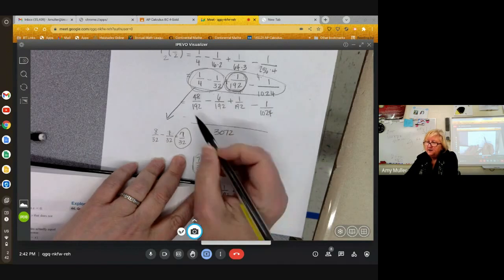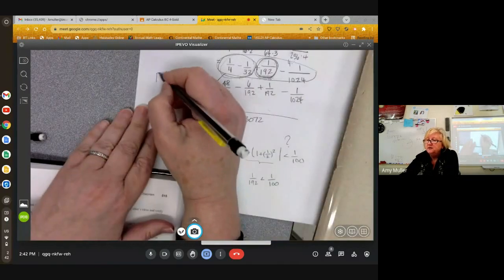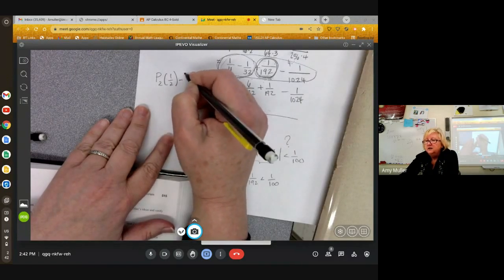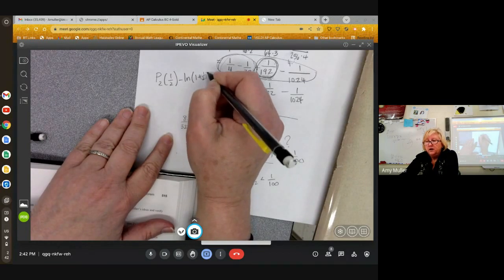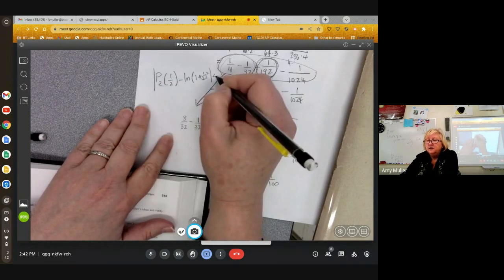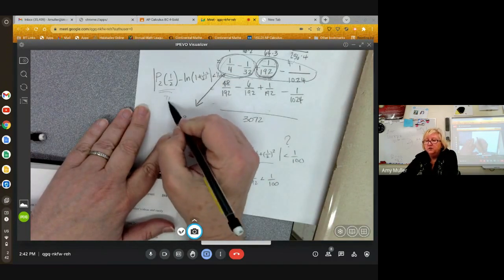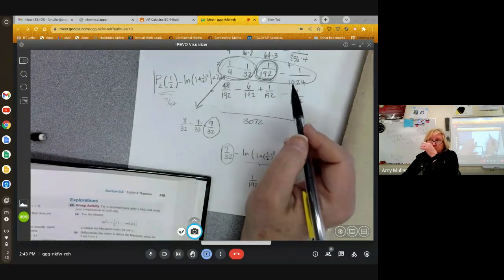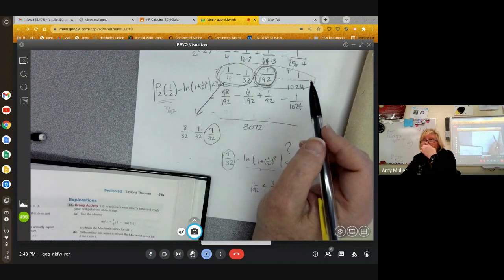I'm sorry for the messy paper, but this would be the second polynomial evaluated at 1/2 minus the natural log of 1 plus 1/2 would be less than 1/100, because this is 7/32 and the first term we threw away was 1/192. That's what that is. And it was weirdly worded. It's very strange.